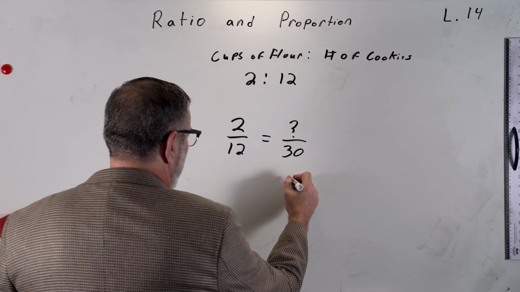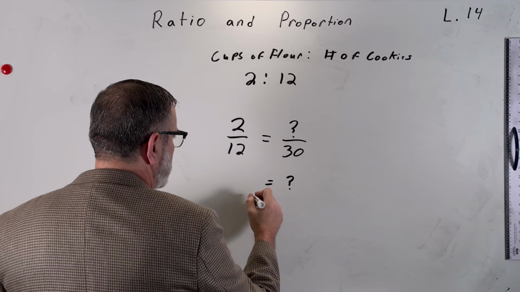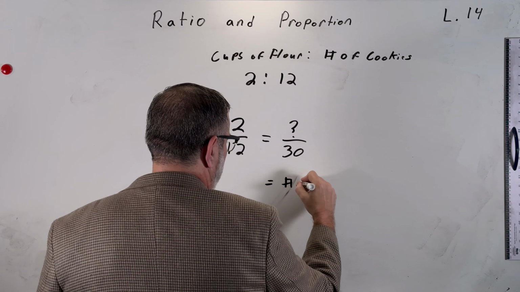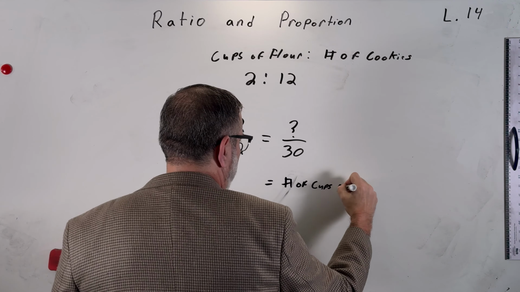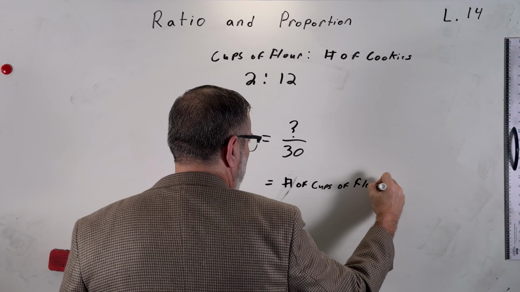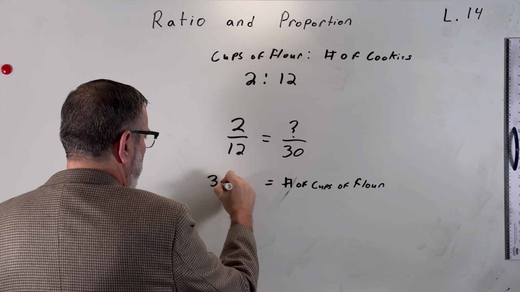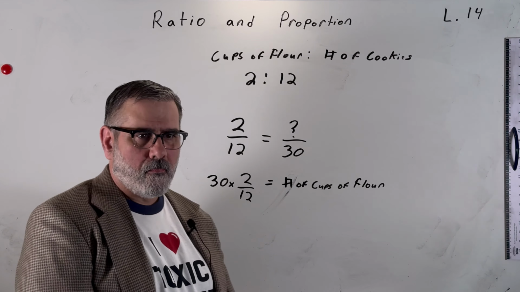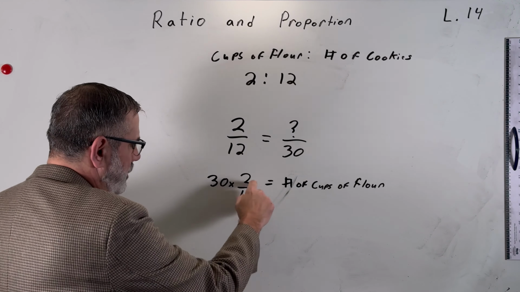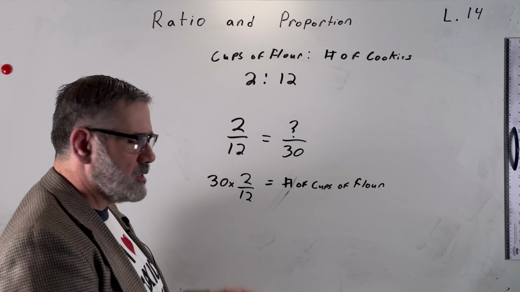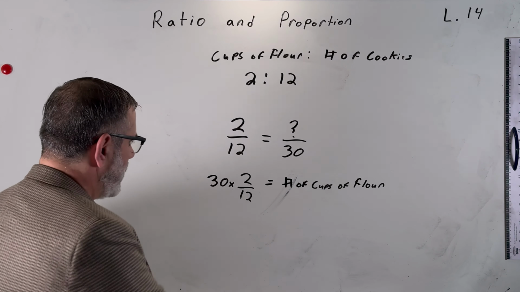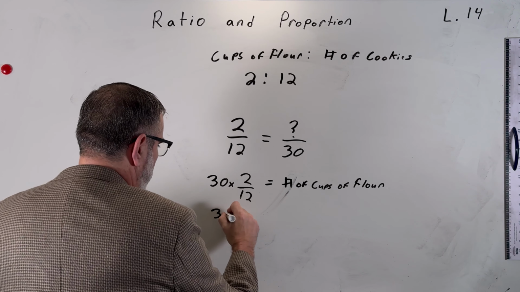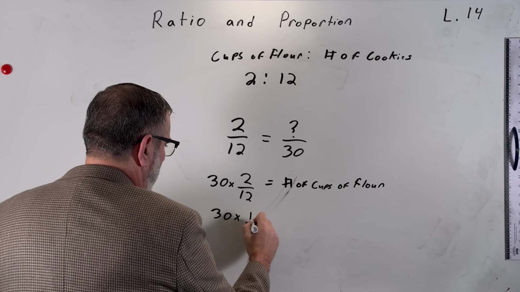So this means that the question mark, the number of cups of flour, I guess I could write that in, number of cups of flour is equal to 30 times 2 divided by 12. So the first thing we can do, of course, we can simplify this fraction because we see that 12 is the same thing as 6 times 2. And so the 2 in the numerator and the 2 in the denominator would cancel. And so this would be the same thing as 30 times 1 over 6.